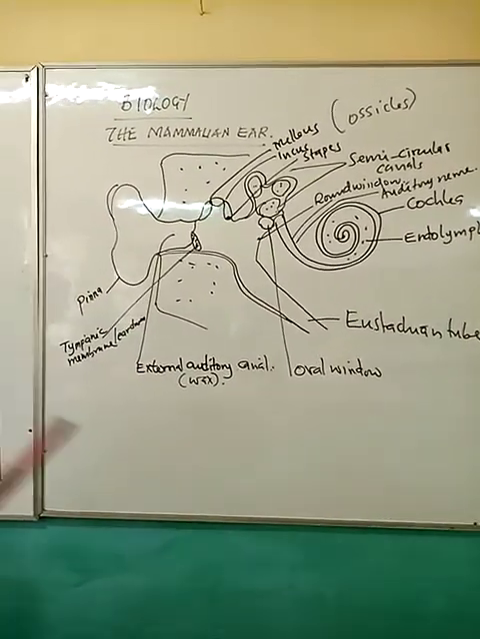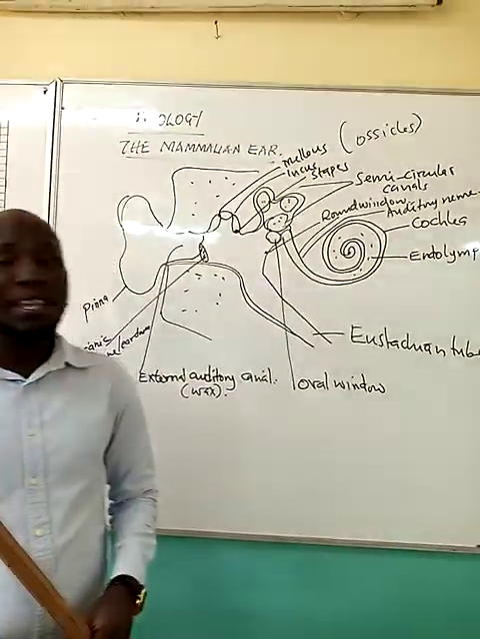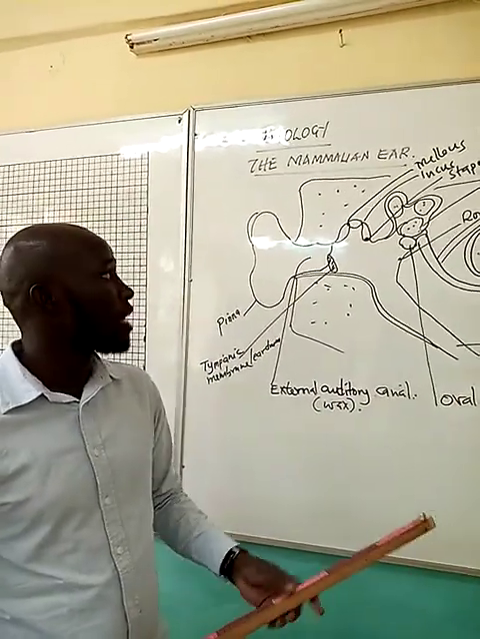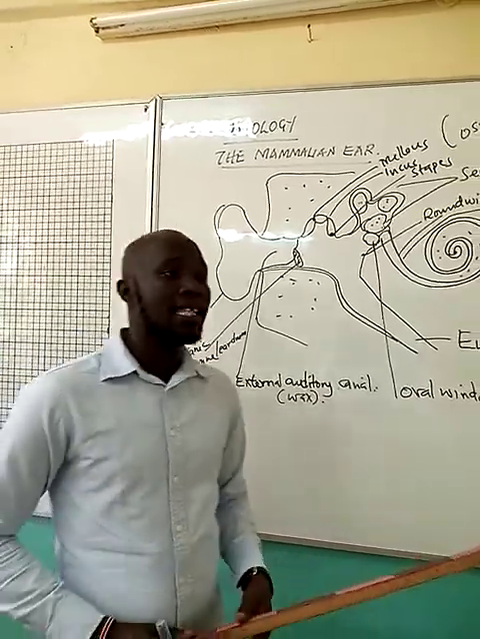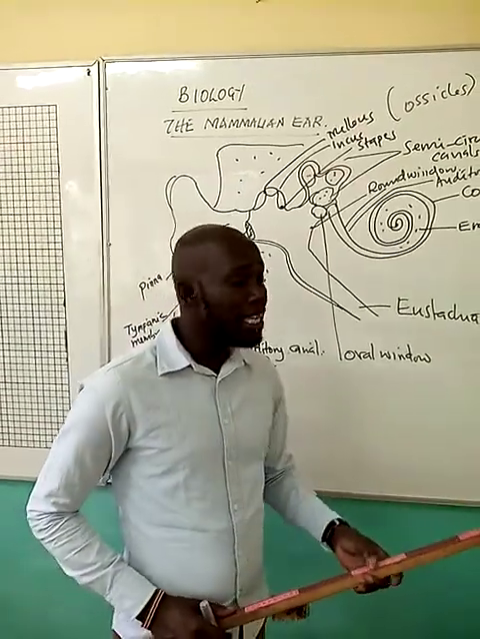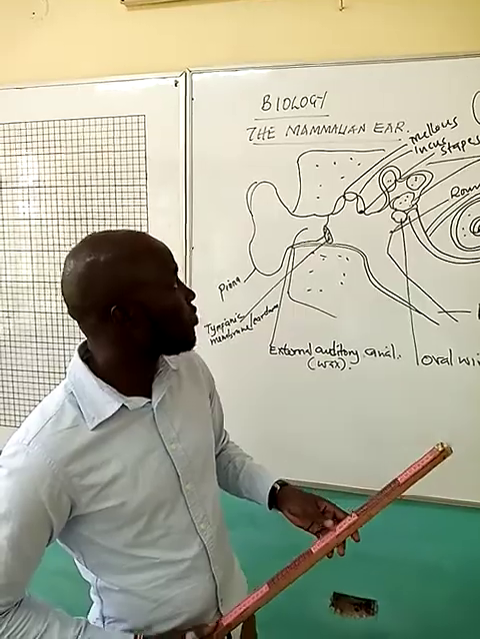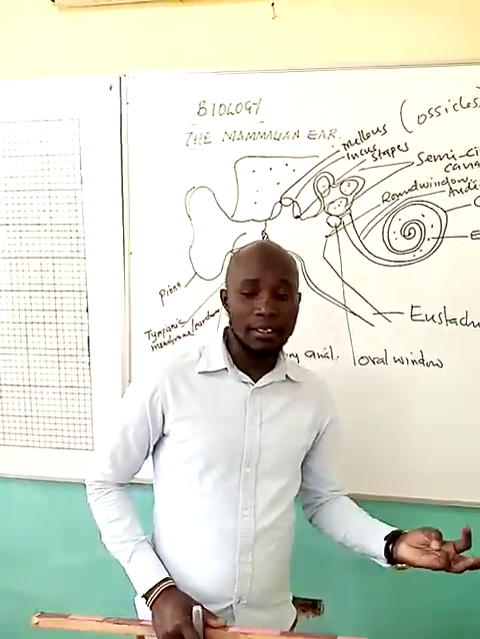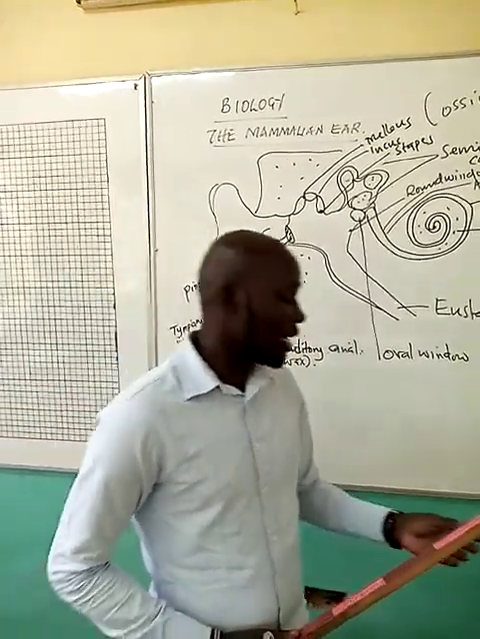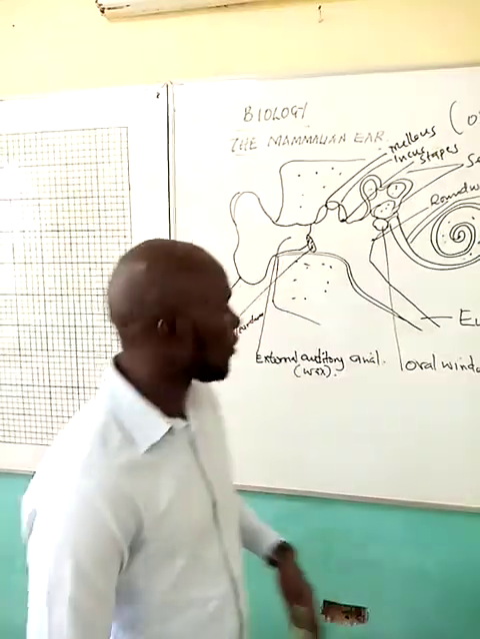First of all, we have to look at the functions of the ear. There are two major functions of the ear. One, the ear is used to perceive sound, or simply, hearing. Number two, the ear is used for body balance. So virtually we have two things: hearing, and balance. Those are the two major functions of the ear.